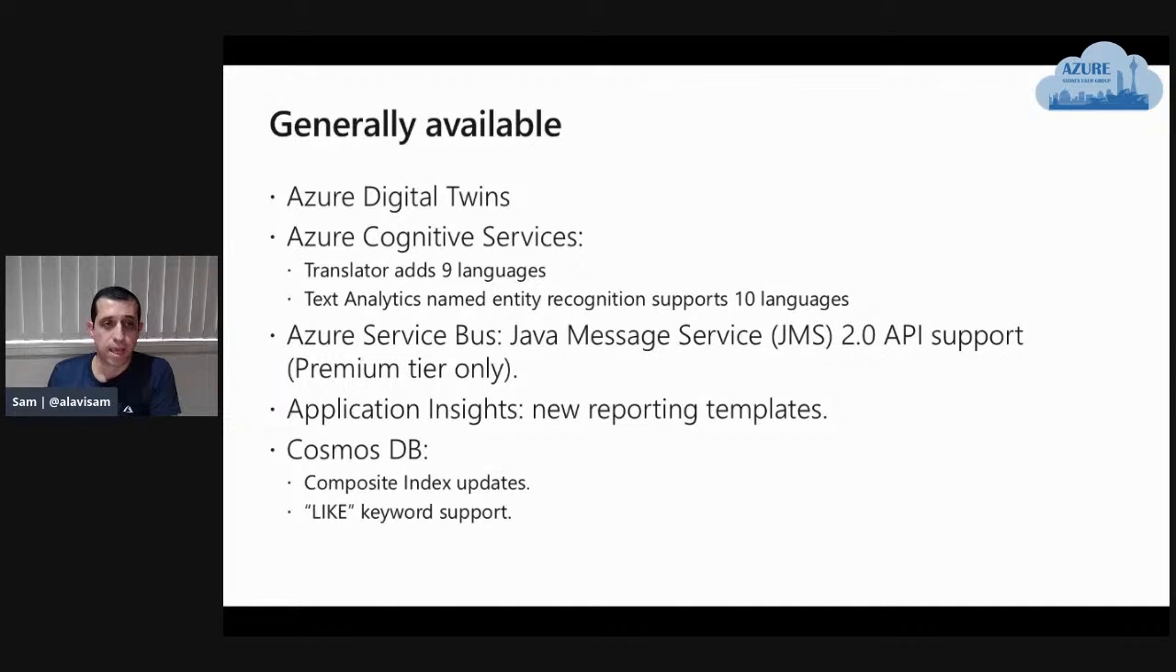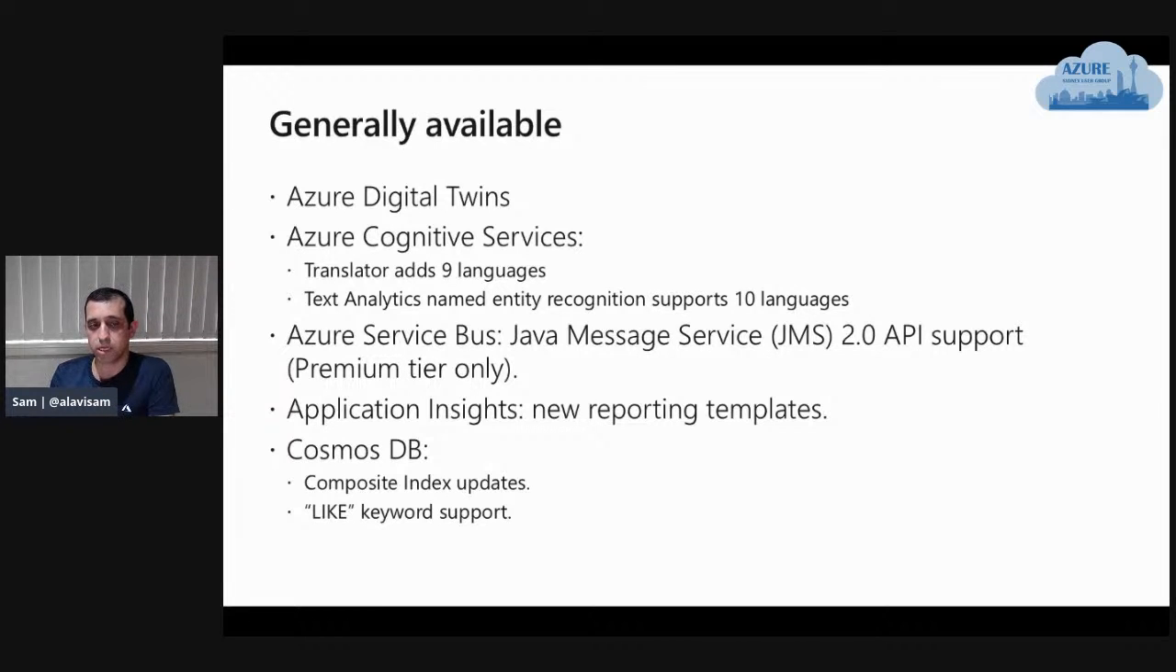That means you can use it for production, and it's enterprise ready, even at enterprise grade. Azure Cognitive Services also got a few things GA, similar to that preview one. A bunch of language support was added to the Translator API, for example Armenian, Azeri, Nepali, Myanmar, and a few other languages. Text Analytics named entity recognition also got added with more language support.